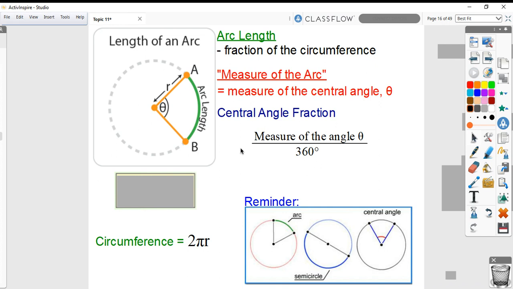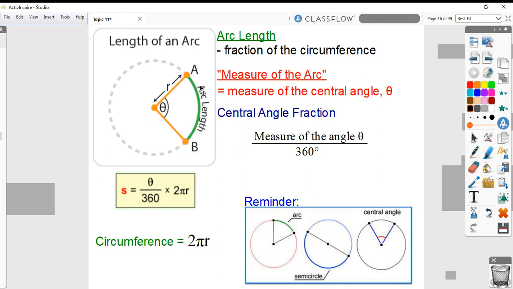Okay, so that gives us what fraction of a full revolution, what fraction of a full rotation, this angle right here is. And what we do is we take that fraction, whatever fraction out of 360, and we multiply it times the circumference. The idea here is that the proportion of this angle to 360 is the exact same proportion of this arc length compared to all the way around the full circumference. Okay, so we take that central angle fraction and we take the circumference and we multiply them together, and that gives us the length of this arc.